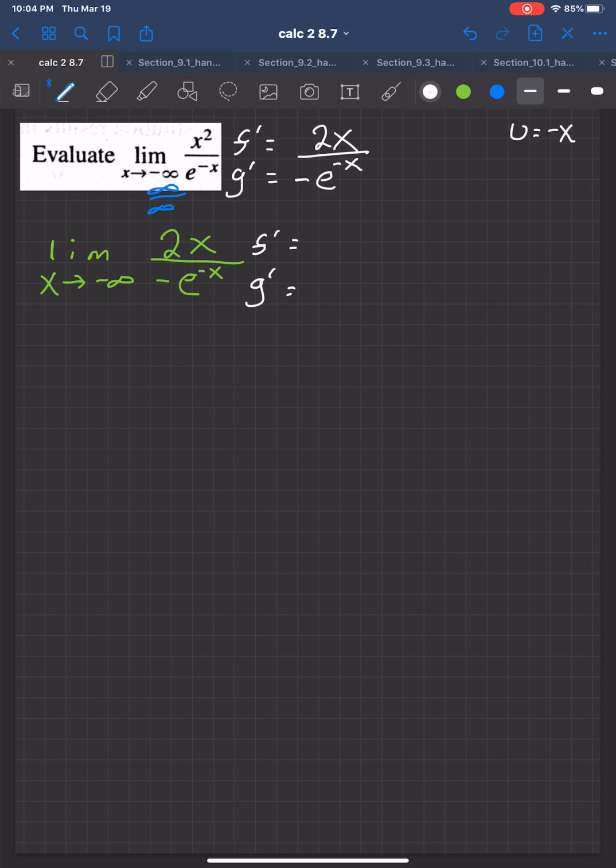So this time the derivative of the numerator is just 2. And the derivative of the denominator, u would be negative x, and then multiply that by that negative. So it's going to be positive e to the negative x. So you're not done, right? I mean, a limit should be a value L that you are approaching as x approaches another value.